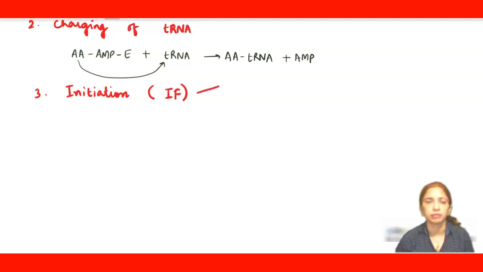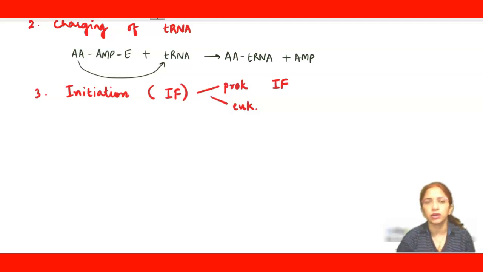As I said, I will be talking about prokaryotes and eukaryotes both. So here we will be discussing initiation for both of these organisms. Remember, in prokaryotes, whenever we are talking about initiation factors, we do need to use this abbreviation IF, and it will be followed with a number, which indicates which initiation factor is going to help in the translation process.